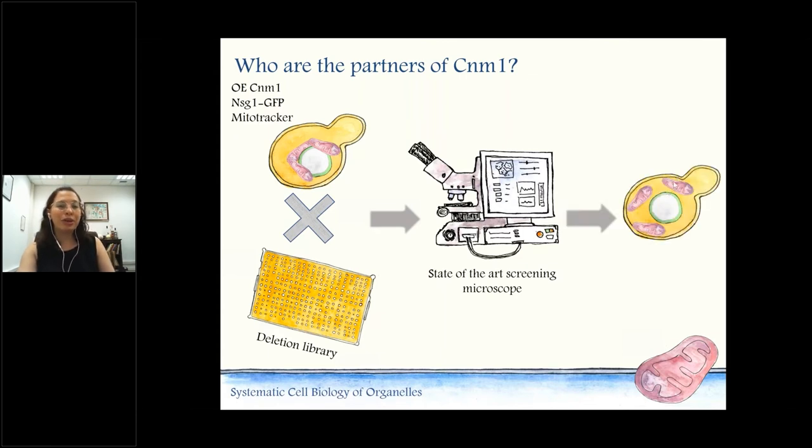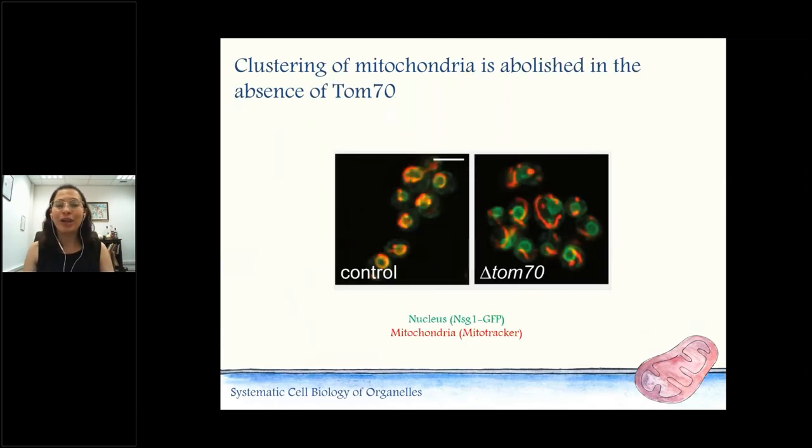And now we're looking for cases where we no longer see this clustering around the nucleus anymore. So we see that mitochondria are not clustered anymore. And we can assume that if this is a result of a deletion of a gene, that we deleted the gene and we no longer see this clustering, we can assume that this gene is somehow involved in the contact sites formation by CNM1.